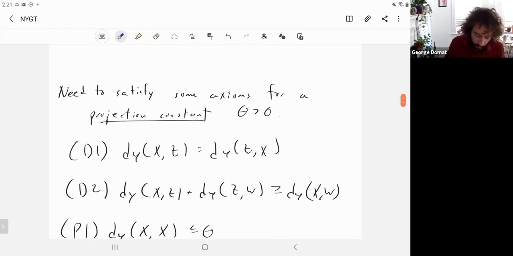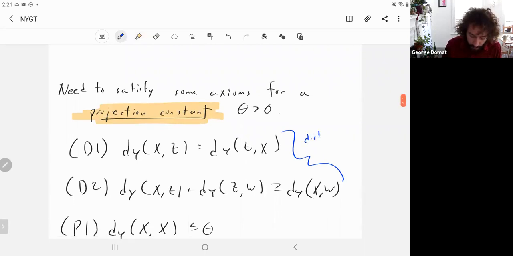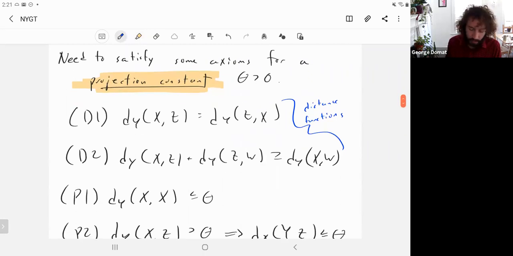And what are these? They're all going to be with respect to some constant that we're just going to carry around with us, some projection constant. What do these first two say? These first two say that these dy's are actually distance functions. This first one's just saying they're symmetric. The next one's saying triangle inequality. These look innocuous, but it turns out triangle inequality gave us the most issue in our application. And then this next one, P1, is also kind of a distance-function-y thing.